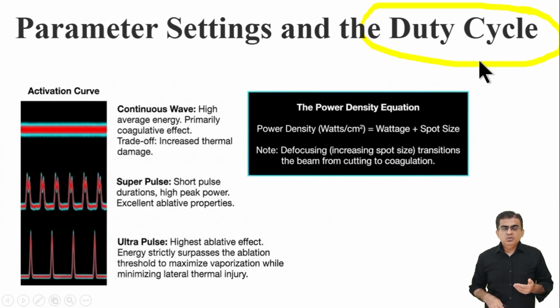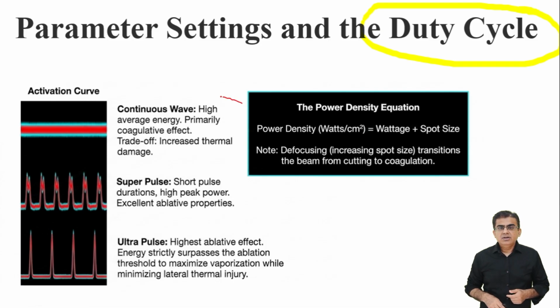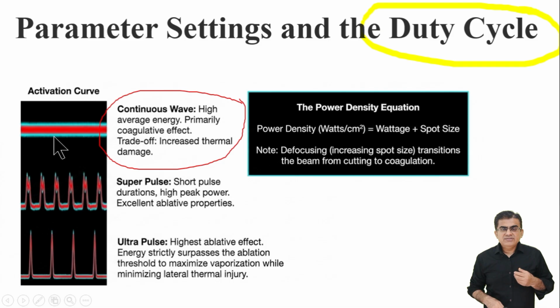Look at the top blue and red line. This represents the continuous wave. The laser energy is constantly on, which gives a high average energy. This is very useful if you want a primarily coagulative effect to stop bleeding. But the heavy trade-off is a massive increase in thermal damage.